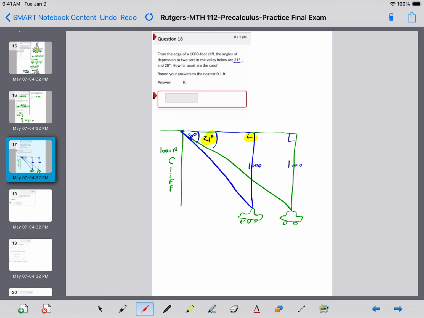So let's do the big triangle first. We have 180 minus (90 plus 21), right? Because we have this 21 degree angle, we have this 90 degree angle. So I have 180 minus (90 plus 21), which is 69 degrees. I could do the same thing here. I have 180 minus (28 plus 90 degrees), which is 62 degrees.